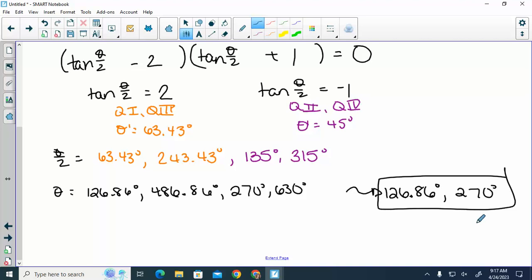Let's try another. So you guys were good on 14?